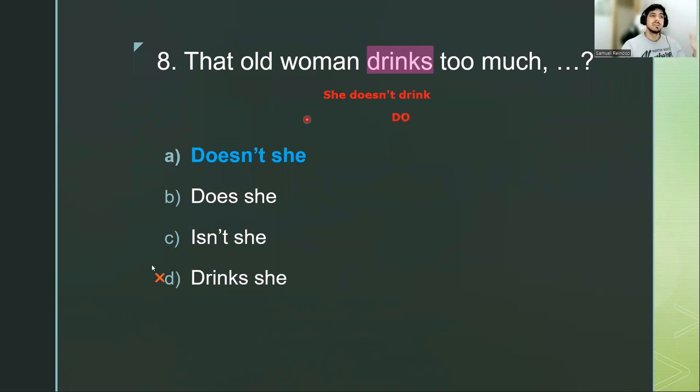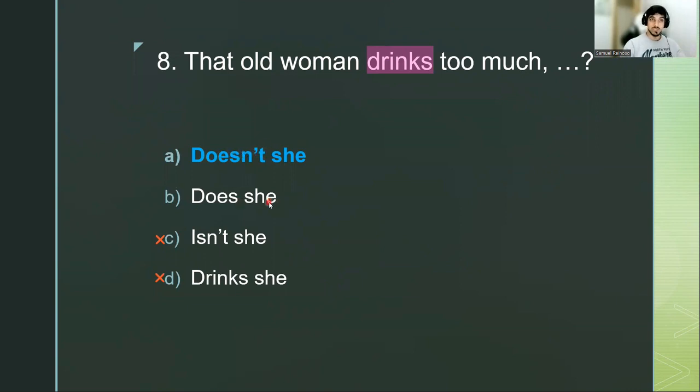Okay, great. So then C is not correct. So that left us 2 possibilities. Doesn't she or does she? So what did we say in the previous question? What do we have to do? Exactly. We have to look again at the verb. So is this verb an affirmative or negative? Drinks. Affirmative. So then we have to use the opposite. Negative. Exactly. What is the negative then? Doesn't she? Okay, does she?